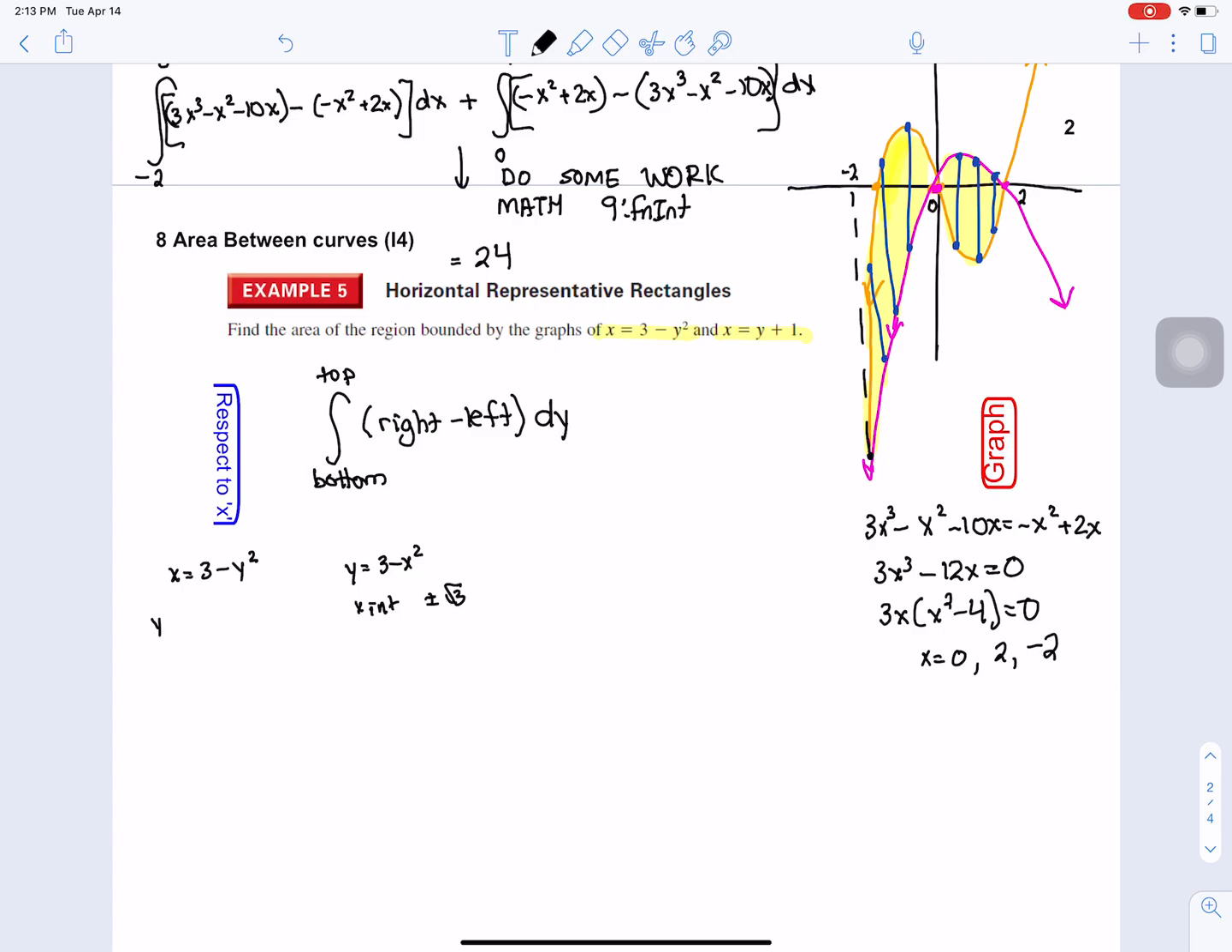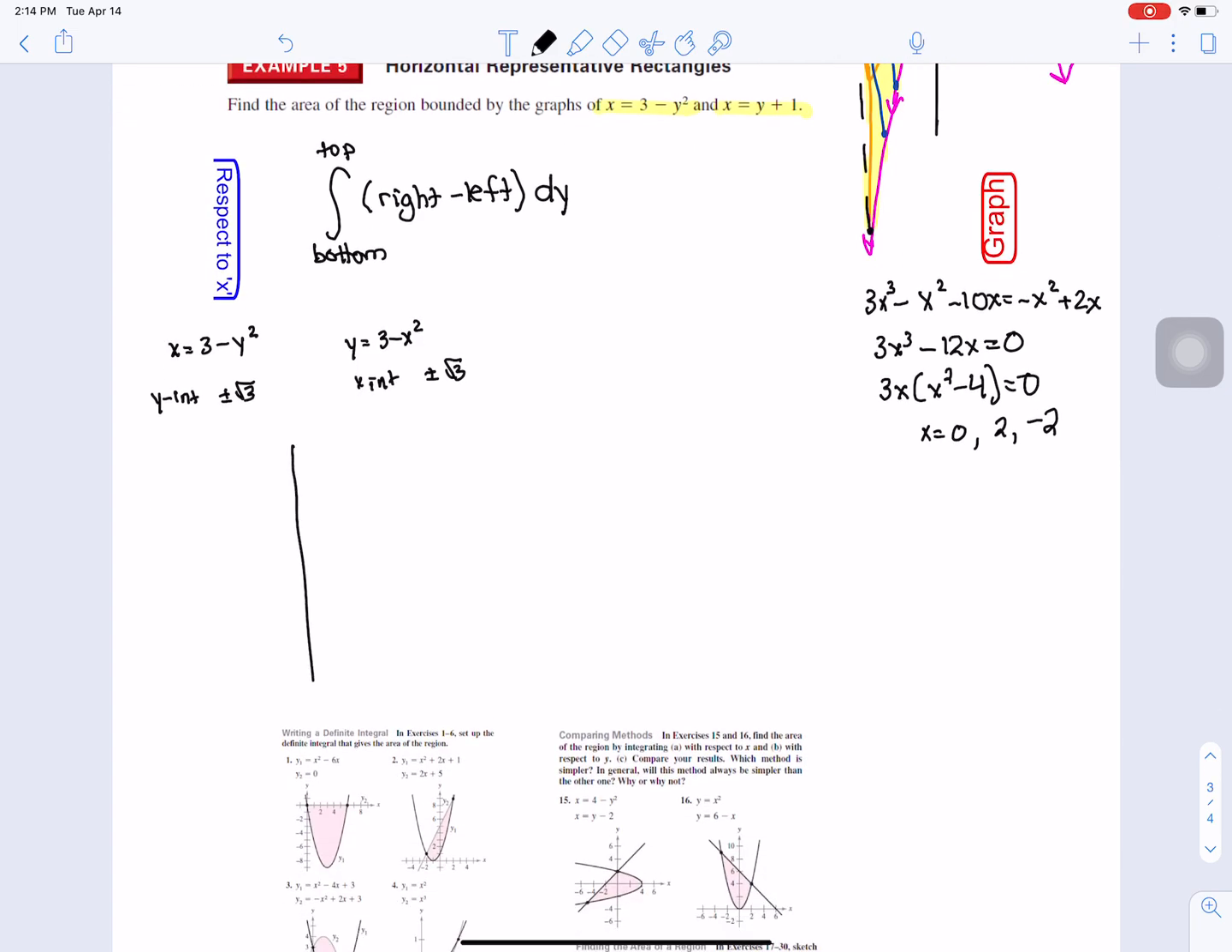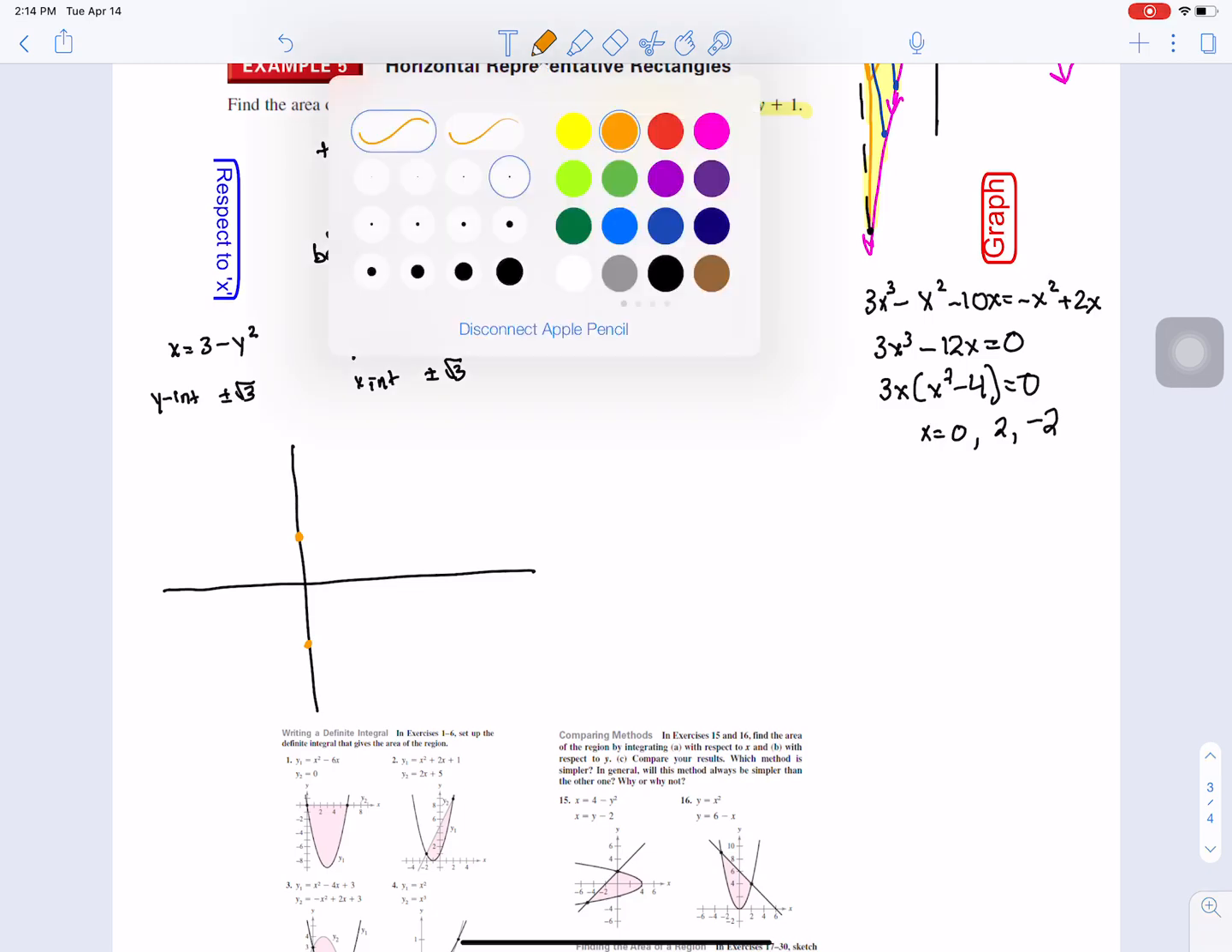So this time my y-intercepts are at plus or minus root 3. So when I draw my graph this time, I'm going to do this function in orange, when my y-intercept is root 3, let's say it's there, and negative root 3.